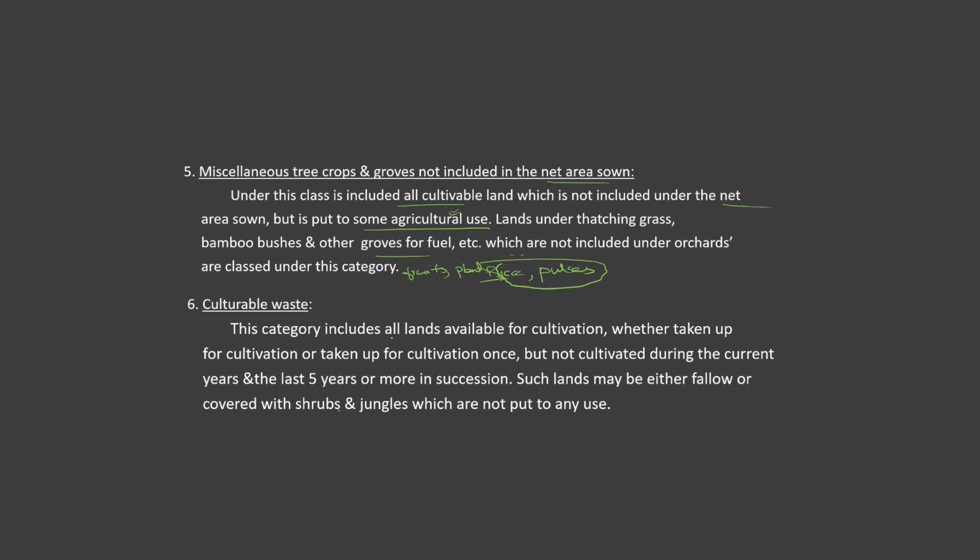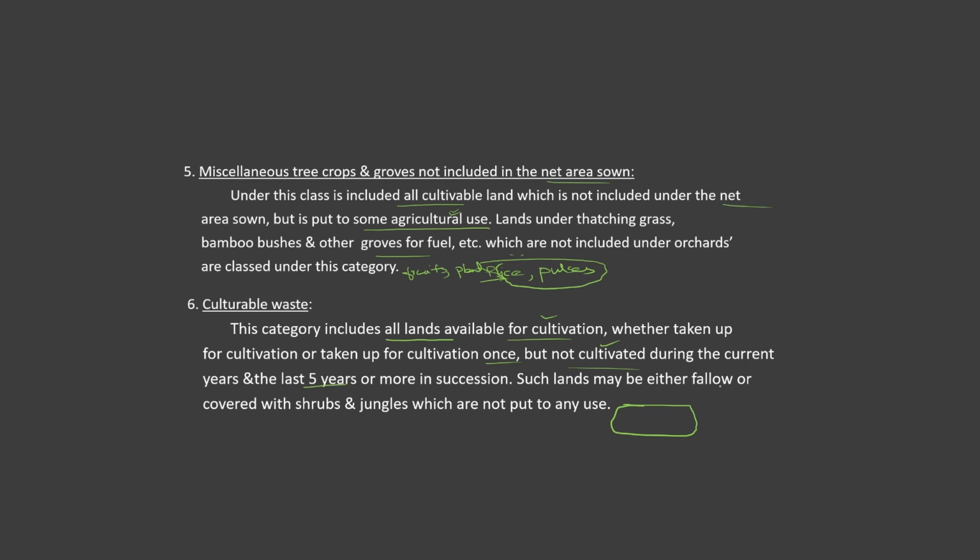This category includes all lands available for cultivation, whether taken up for cultivation once, but not cultivated during the current year and the last 5 years or more in succession. This type of land is the area where the land is available for cultivation but not yet cultivated during the current year and the last 5 years or more in succession.